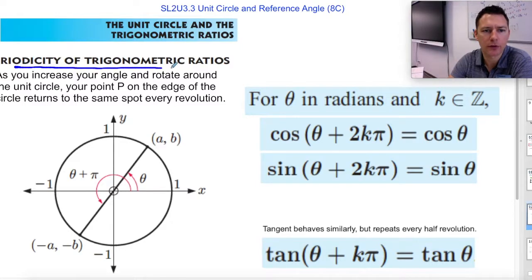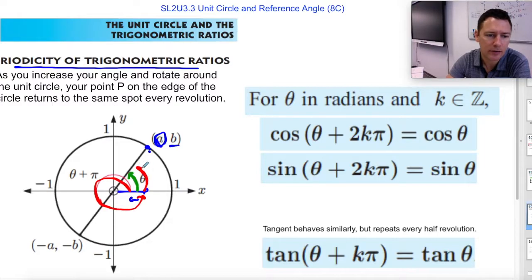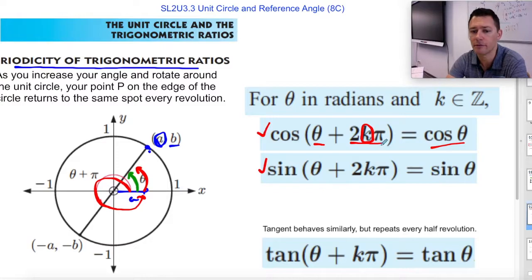All right, so there's also periodicity for the ratios, meaning that if you are trying to get back to this cosine, which is a, so that your distance out, this a, if you go angle theta, that'll get you to a, or also if you go all the way around and then back to theta, you'll get back to a. That's what these are saying. Same thing with sine. Cosine of theta is the same as saying cosine of theta plus all the way around or a multiple thereof, added to that angle. So that's one way to get back to that same spot that you were at originally.